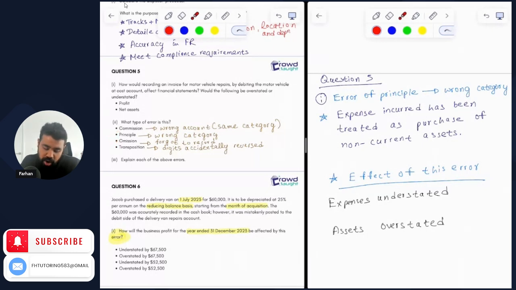The next one is transposition. So transposition simply refers to the digits, the numbers being accidentally reversed. So for example, you were supposed to record $89 for any transaction, but you ended up recording it as 98. So you can see how the numbers got misplaced. Like 89 is being shown as 98. So this is what we refer to as the digits being accidentally reversed, and that's what we classify as an error of transposition. All right.